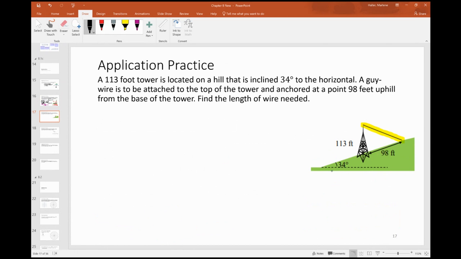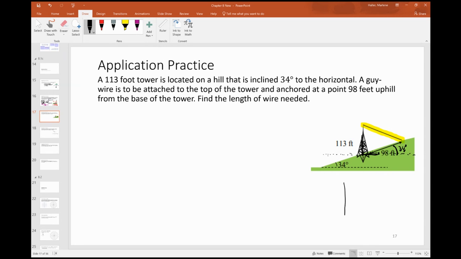Since we know that the hill is 34 degrees to the horizontal, I could sketch a parallel line right here, another horizontal line, like that, right? And then if this angle is 34 degrees, then I know that this angle here also has to be 34 degrees, since these are parallel lines. And this angle here would be a right angle.